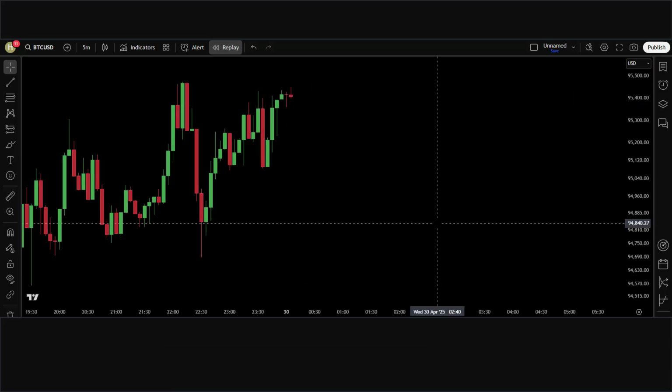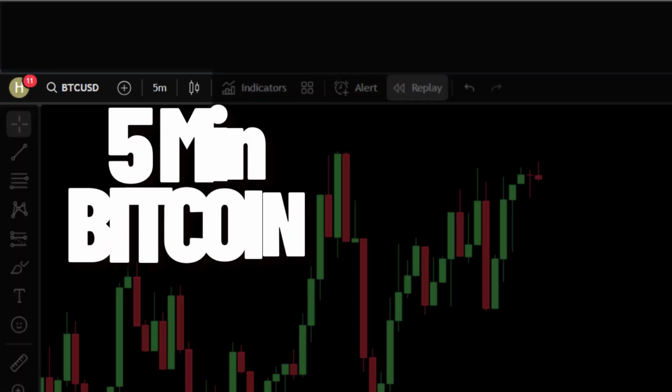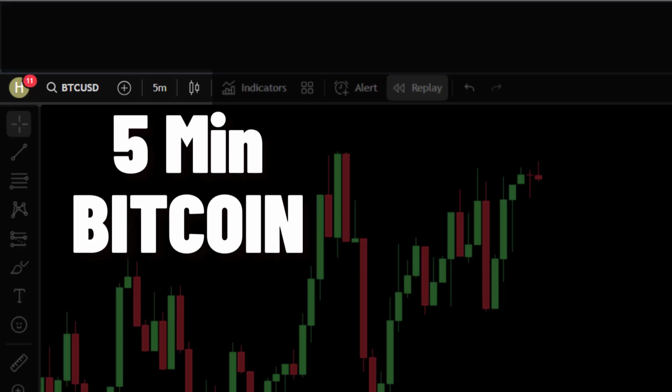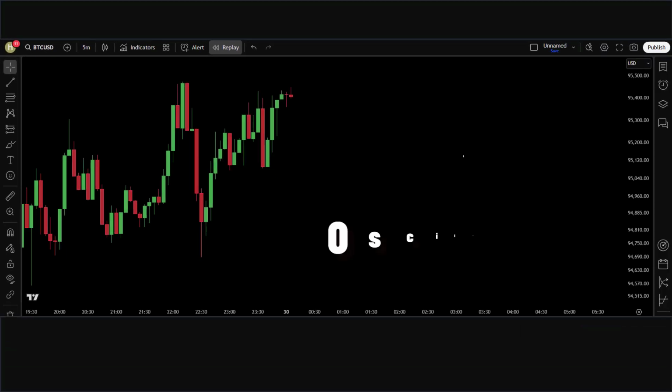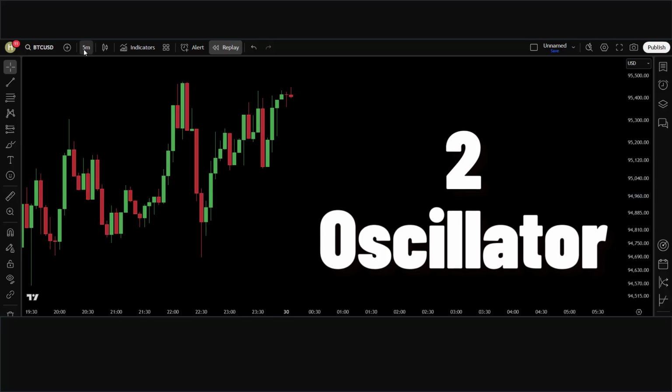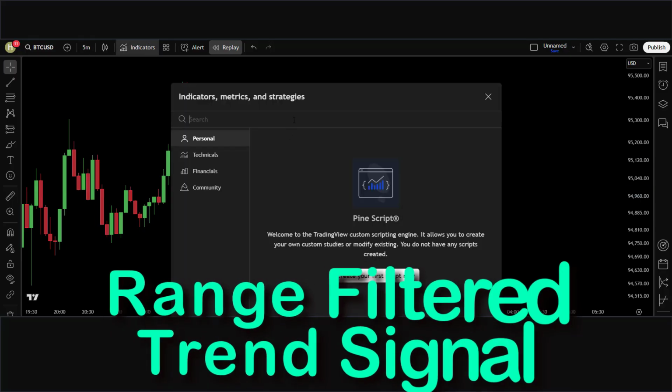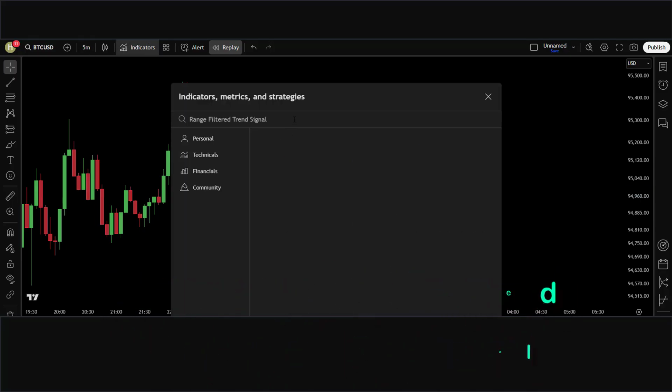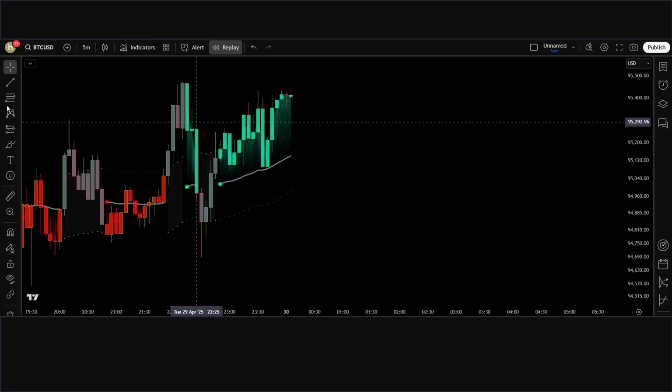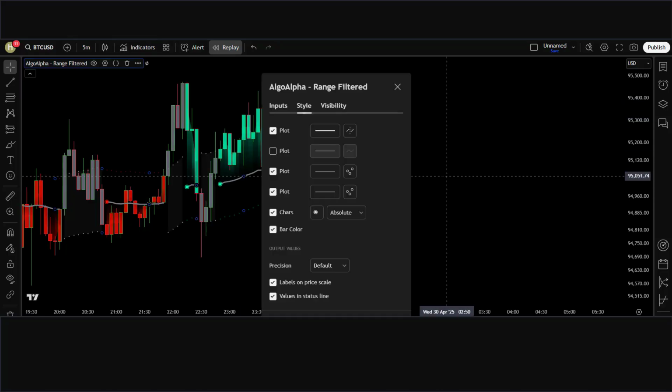Now let's create a trading setup. We are going to test this strategy on the 5-minute frame in the Bitcoin chart. In this setup we would require two oscillators. The first indicator name is Range Filtered Trend Signal. Keep the indicator settings as I have shown here.